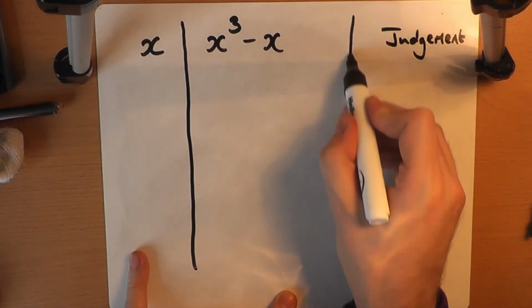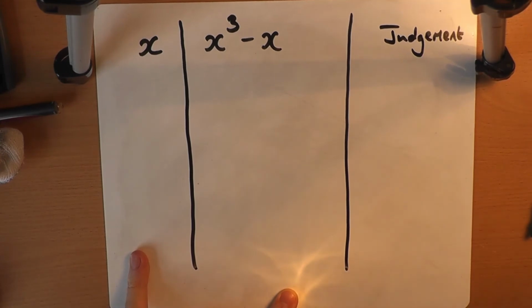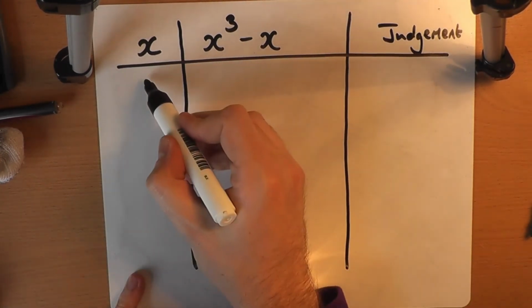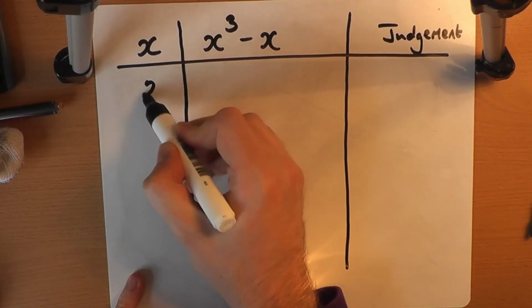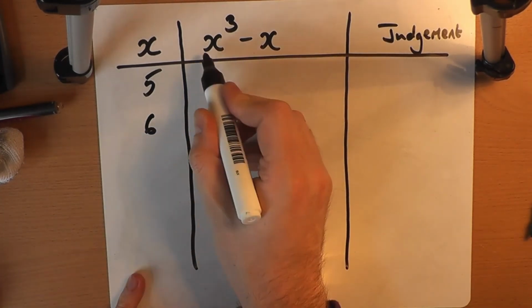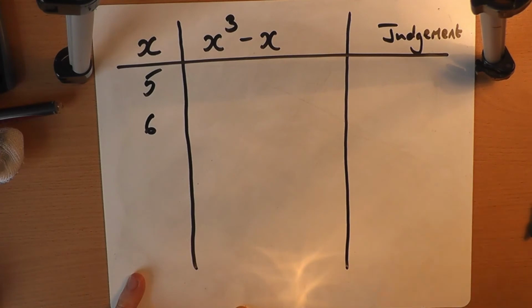So there's our basic table. First two values we're going to test, well, we're going to test the two values that were given to us in the question. So we're going to test 5 and we're going to test 6. When we test the 5, we're going to put it into our calculator. We're going to substitute the 5 into that equation.